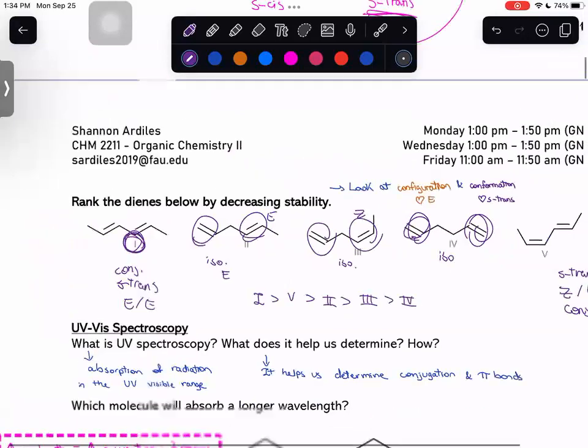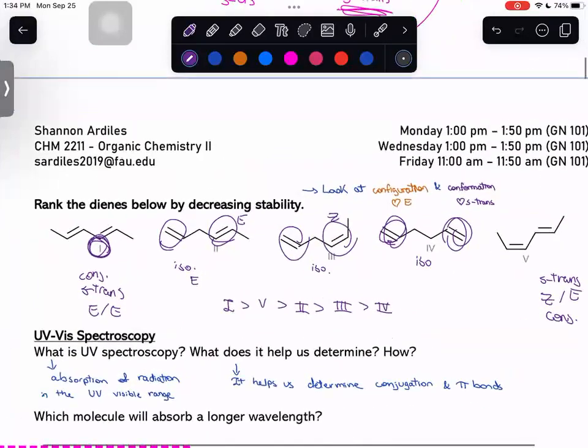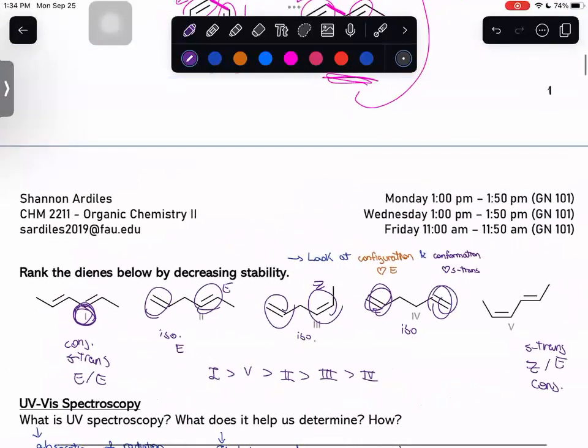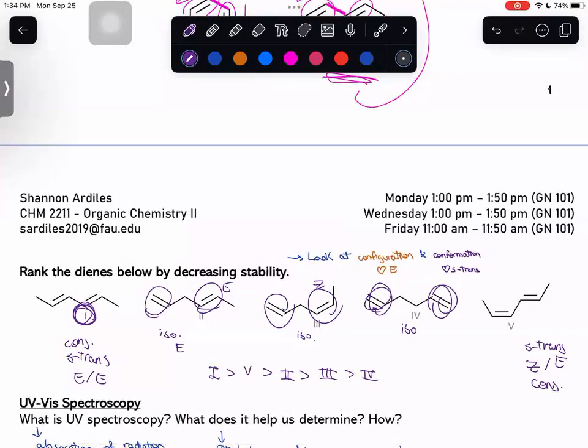Got it. Exactly. Okay. Mono-substituted double bonds are not going to be able to get a configuration. Okay, so questions on this topic. Pretty simple. Basically, the more trans you are, the better it is. The more conjugated you are, the better it is.